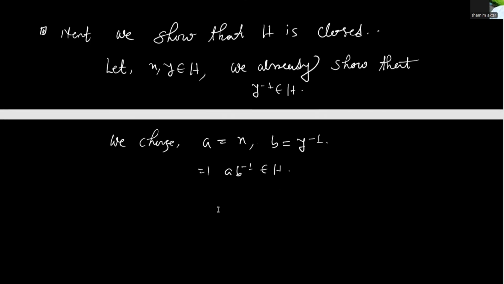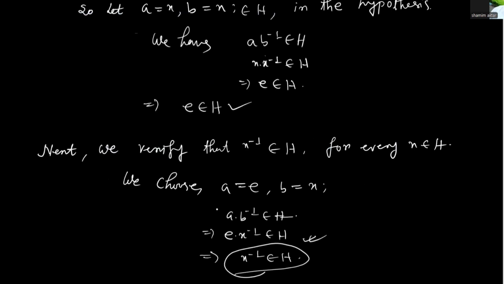So this implies x y inverse inverse belongs to H, so this implies x y belongs to H. So that is, H is closed. Here x and y are arbitrary, so H is closed. So the proof is done. Therefore H is a subgroup of G.